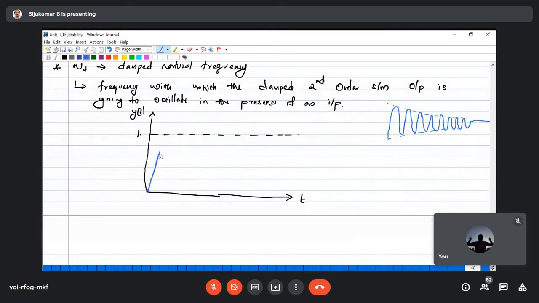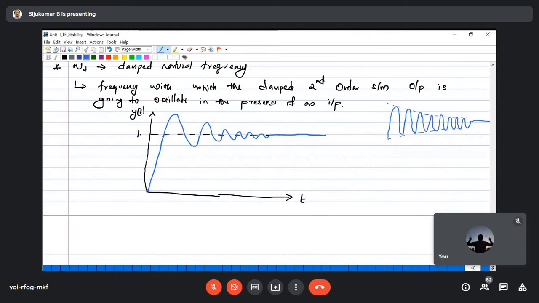It will start from 0, slowly it will rise, but because of this sine term and exponential term, it will cross the steady state value, right? It will cross the steady state value, again it will come back, but when t tends to infinity, these oscillations will decay because of the exponential term, right? And when t increases, finally it will reach some point. So this will be the response of the second order system, damped second order system.